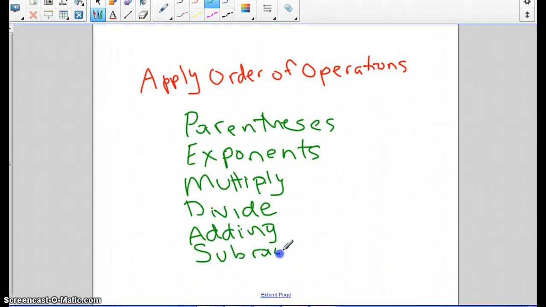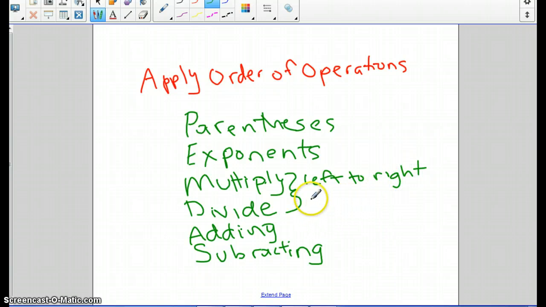Now, one thing I should also point out is that when you're doing the order of operations, parentheses is done first. Make sure you do all the parentheses, and make sure you do all the exponents. When you get to multiplying and dividing, it's not necessarily multiply first and divide after that. If a problem has multiplication and division occurring in it at the same time, you need to go left to right and do the one that comes first.